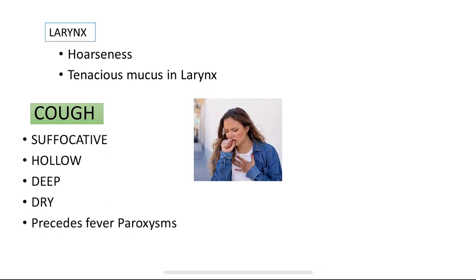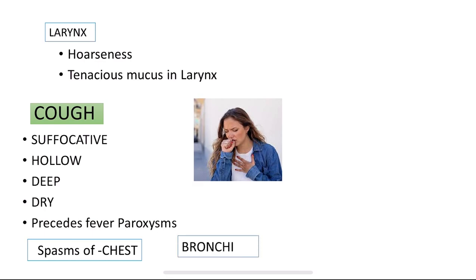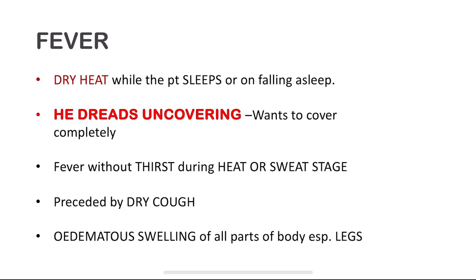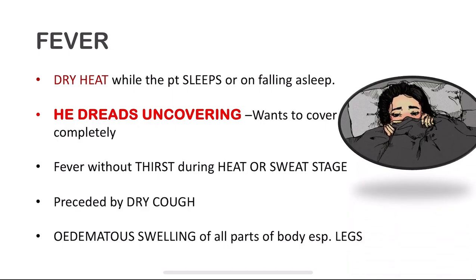How is the character of the cough? It is a deep, hollow, dry cough. There are spasms of the chest. In the bronchi, there is secretion of mucus and the expectoration is quite difficult. Moving further to the fever of Sambucus nigra. During fever, there is a dry heat when the patient sleeps, or on falling asleep, the patient has a sensation of dry heat.